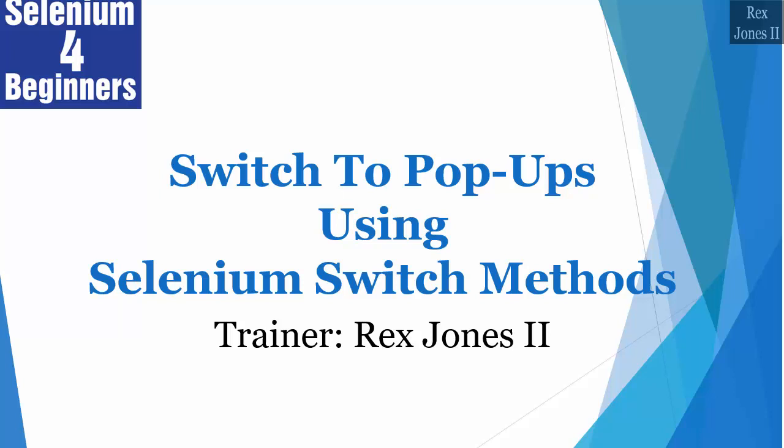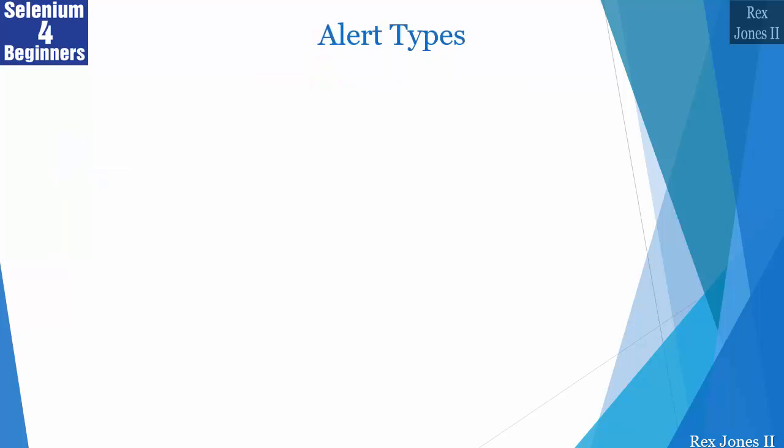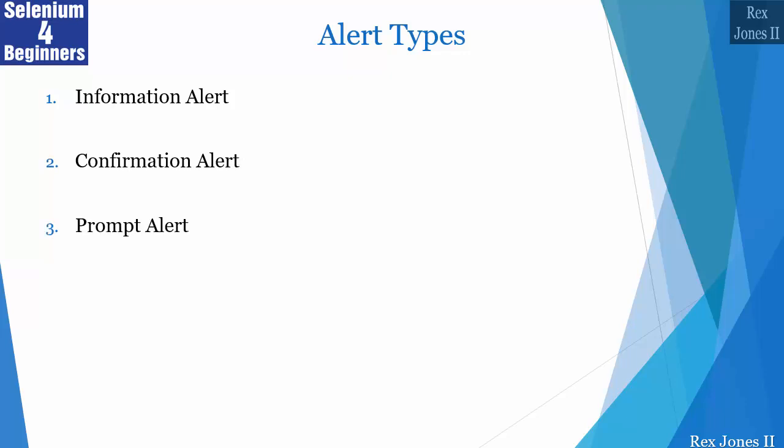In this video, we are going to switch to pop-ups using Selenium switch methods. Another name for pop-ups is JavaScript alerts, or we can say alerts. There are three types of alerts. First is information alert. Second is confirmation alert. And the third is prompt alert.